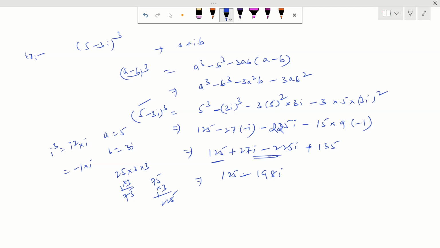So this is minus 125. i square is minus 1. Here minus into minus is plus, 3ab square, right? It is plus 3ab square. So plus into minus is minus, so it is minus 10. The final expression is minus 10 minus 198i, right?